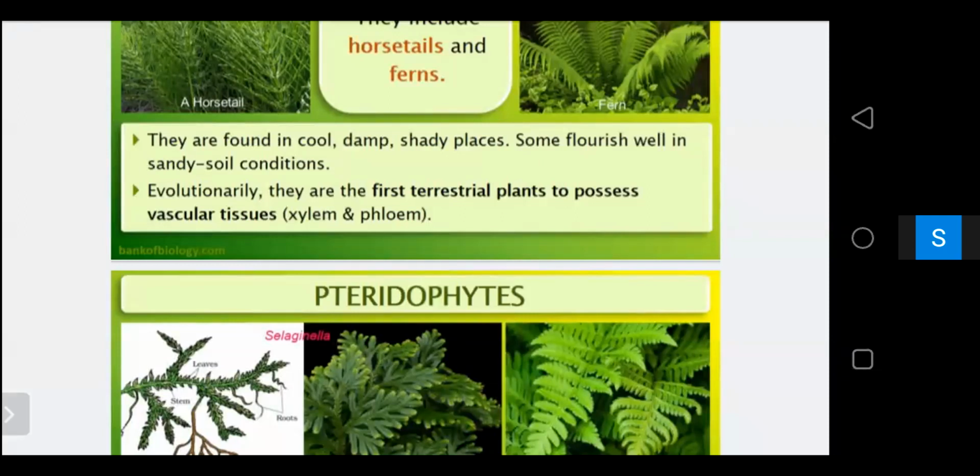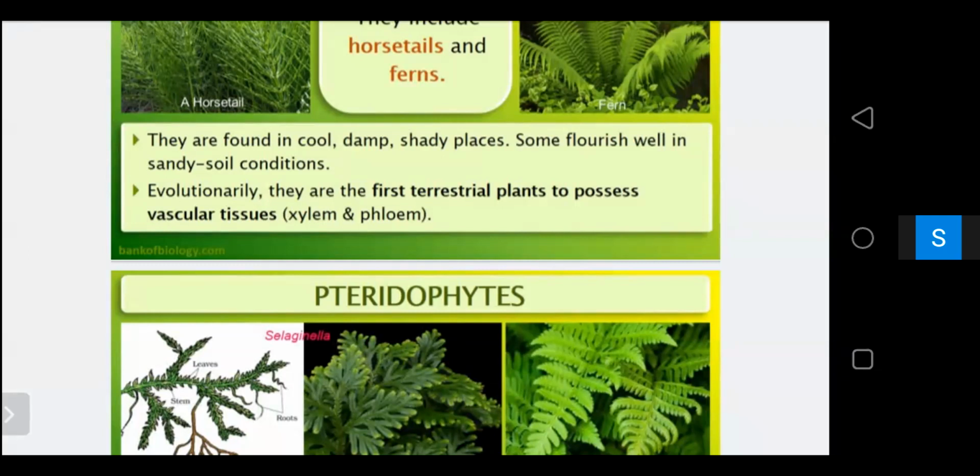Pteridophytes are used basically for medicinal purposes and as soil binders. They are frequently grown as ornamentals as they are very beautiful due to their grace. And evolutionarily, they are the first terrestrial plants to possess vascular tissue, xylem and phloem. They are the first terrestrial plants.